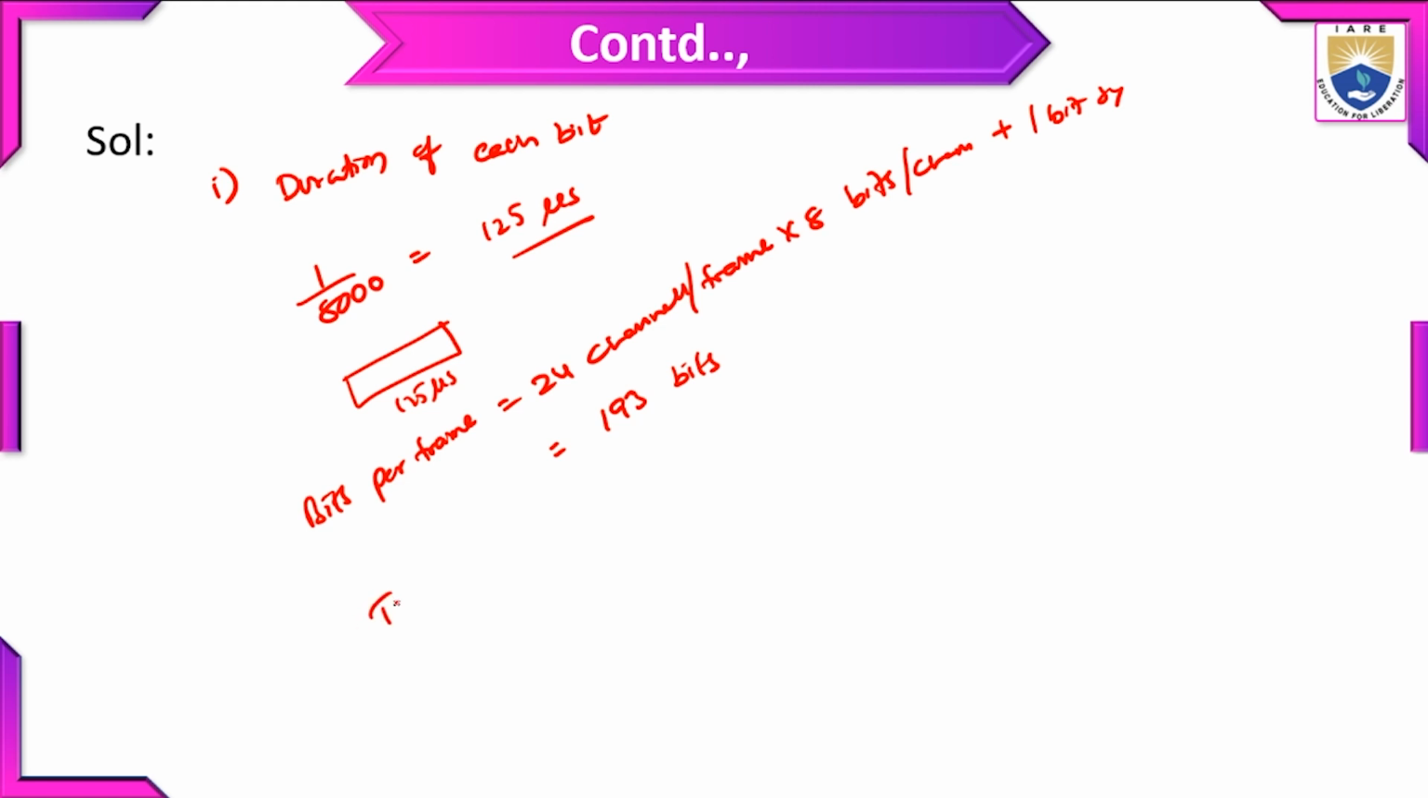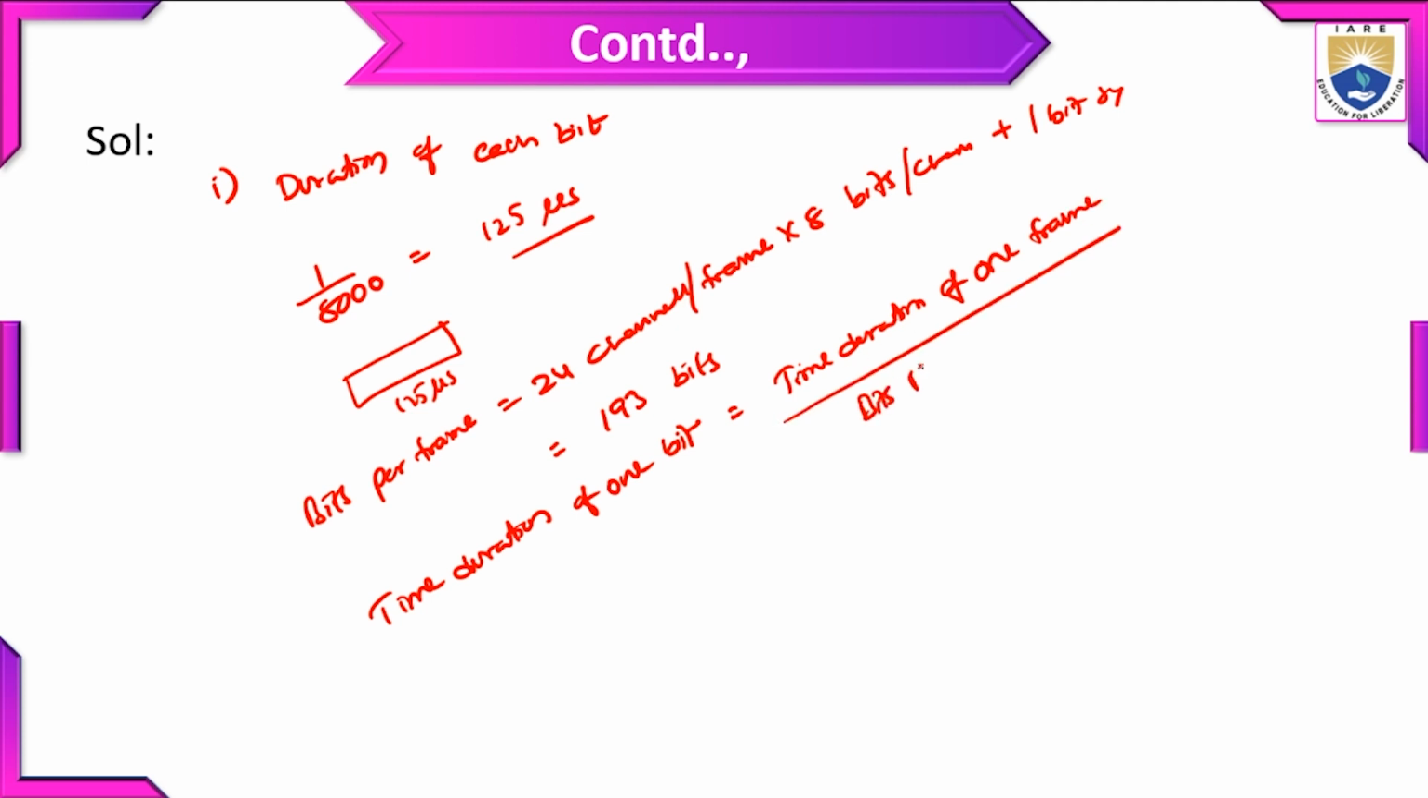So the time duration of one bit is equal to the time duration of one frame divided by bits per frame. So here we got 125 microseconds. So 125 microseconds divided by 193. Why? Because here bits per frame is 193, and the time duration for one frame is 125 microseconds. So now we get the time duration of one bit as 0.6476 microseconds per bit.